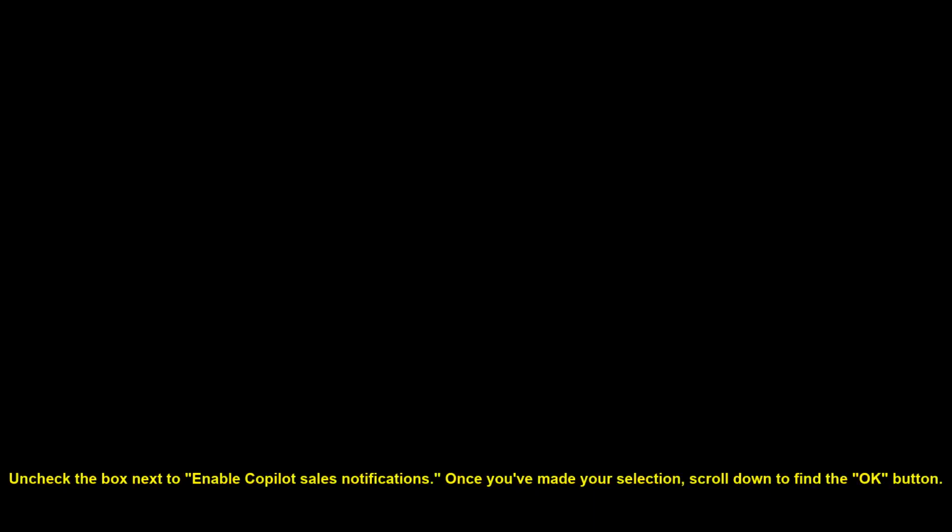Once you've made your selection, scroll down to find the OK button. Click OK to save your changes. After saving, close the settings window. Return to your dashboard to ensure the settings have taken effect. You have now successfully disabled Microsoft Copilot sales notifications in Dynamics 365.